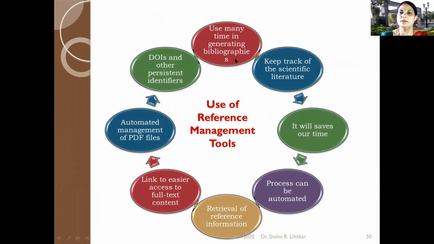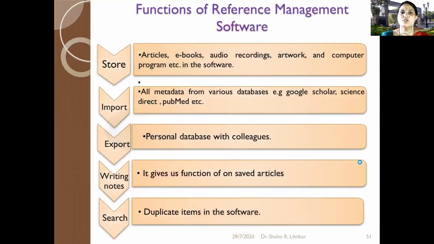Once you generate your bibliographies, you can use them many times. Then keep track of the scientific literature. It will save our time. It can be processed automatically, and you can retrieve any type of references. You can link easily to access the full text also. You can also organize the automated management of PDF files, and you can use the DOI, digital object identifier, and other persistent identifiers by using this reference management tool.